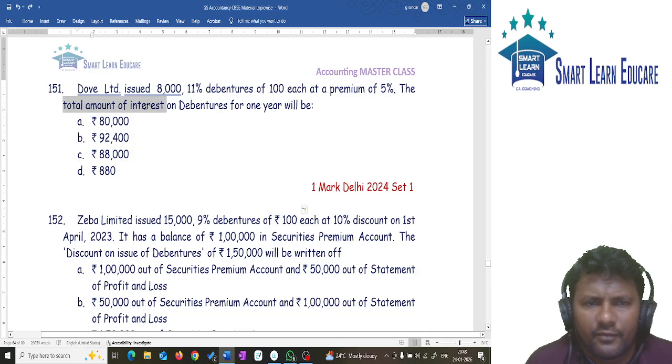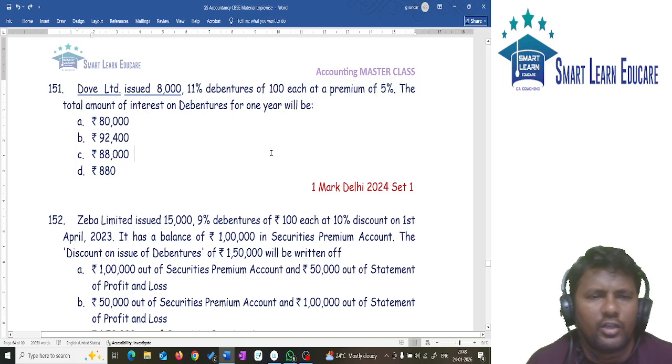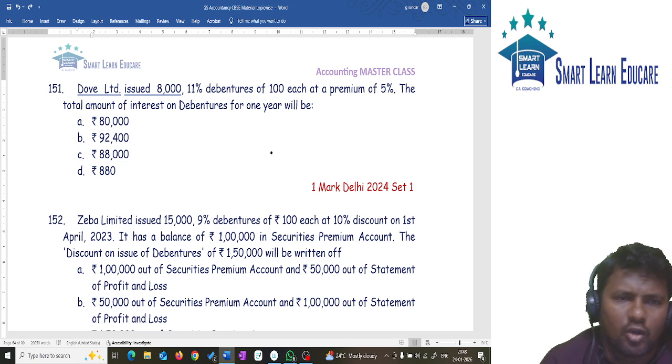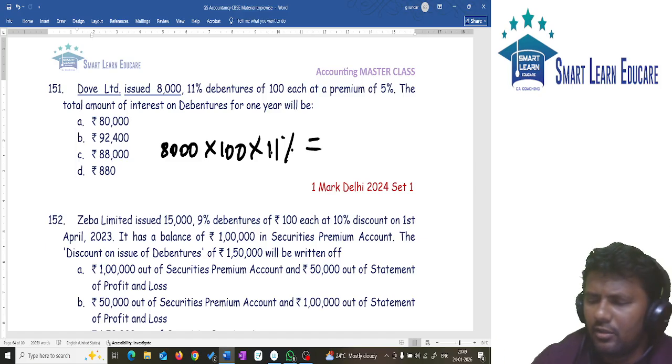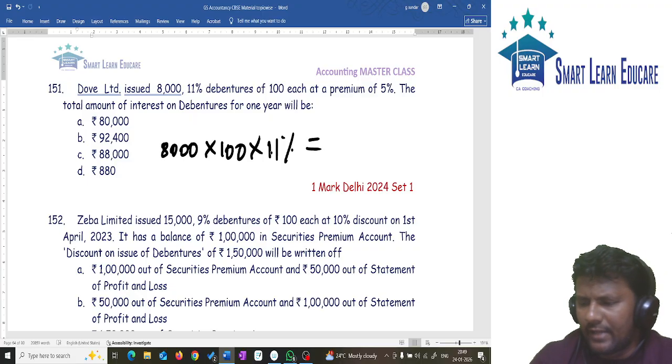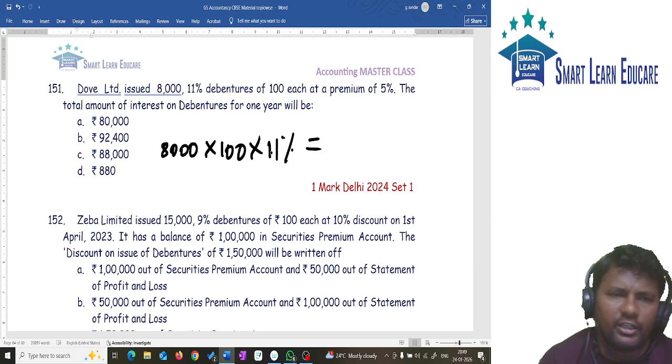The total amount of debenture interest for 1 year will be, they are asking how much is the interest of the debenture for 1 year. So how many debentures? 8,000. What is the face value? It is 100. Interest they are asking. How much percentage is the interest? 11%. Premium, discount, issue, we should not consider any of these for calculating interest. So 8,000 into 100 into 11%. 8,000 into 100 into 11% will give you 88,000.